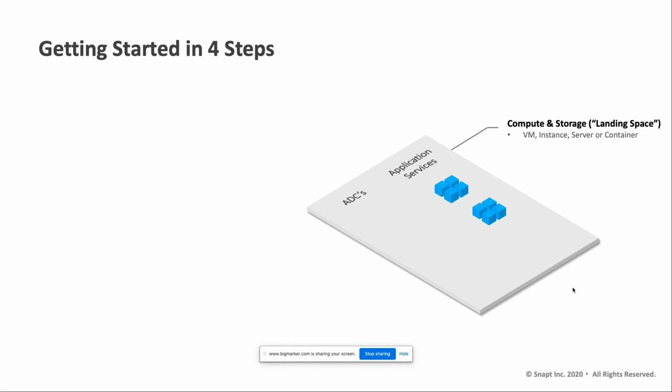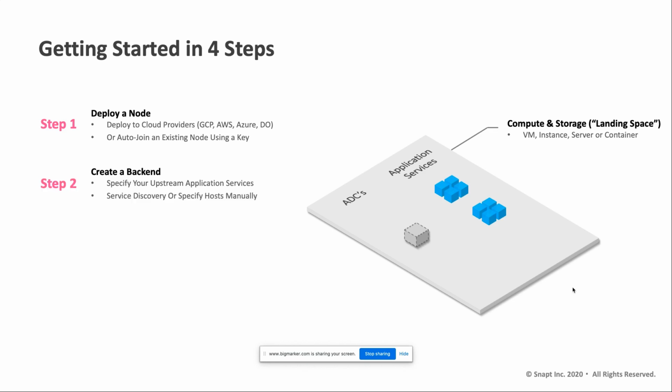What we're going to go ahead and do first is deploy a Nova Worker ADC node. That is going to be our host that is going to run our application delivery controller. That node can be automatically deployed to any cloud platform, or we can choose to deploy it ourselves to a container or a virtual machine or an operating system. So in this demo, we're going to use a Docker container to host our ADC.